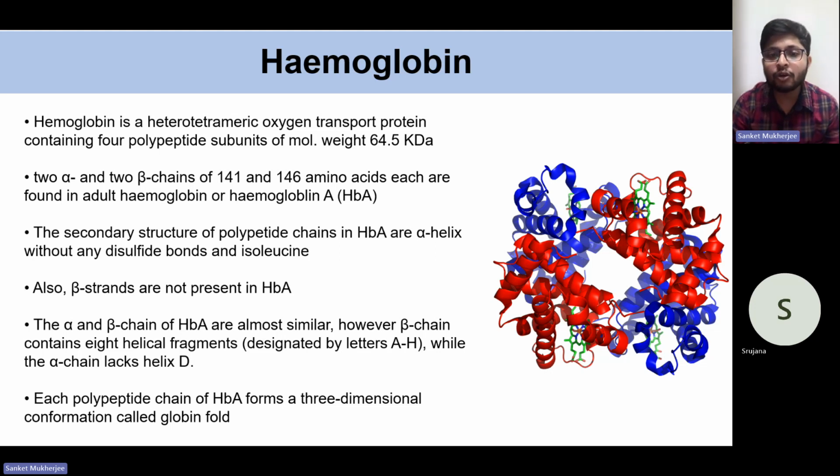The secondary structure of the polypeptide chains in HbA are alpha helix without any disulfide bonds and isoleucine. Also, beta strands are not present in HbA. So it's totally all about alpha. The alpha chains are present. The alpha and beta chain of HbA are almost similar. However, beta chain contains 8 helical fragments designated as A to H, while the alpha chain lacks helix D.